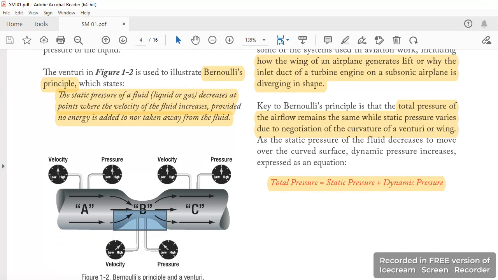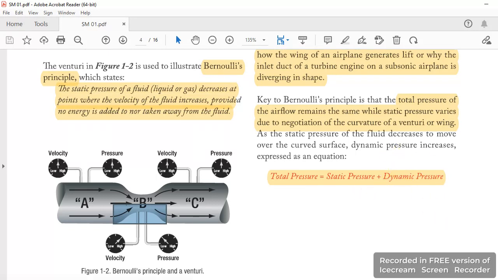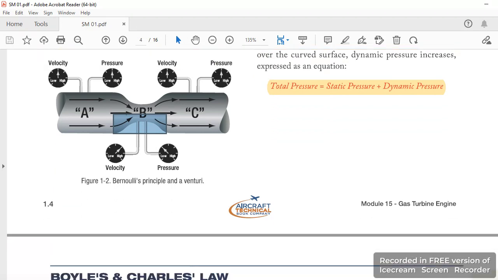Fine. So over here there is a formula: total pressure is equal to the static pressure plus the dynamic pressure. That means that any movement that is taking place due to the motion of the fluid is basically having two types of pressure. One is the static pressure, the pressure due to the body or the fluid being at rest, and the other is the dynamic pressure, or the pressure due to the motion of the fluid. Fine.